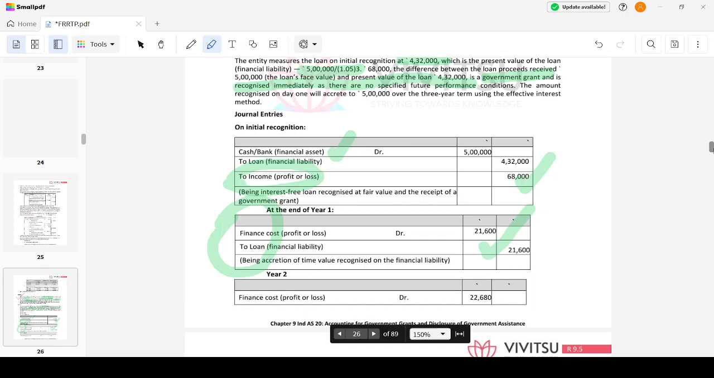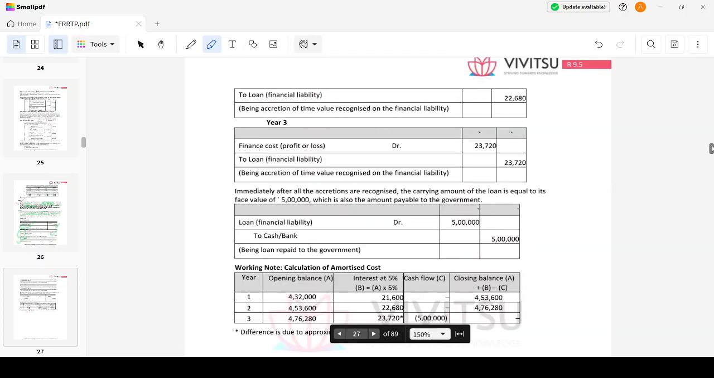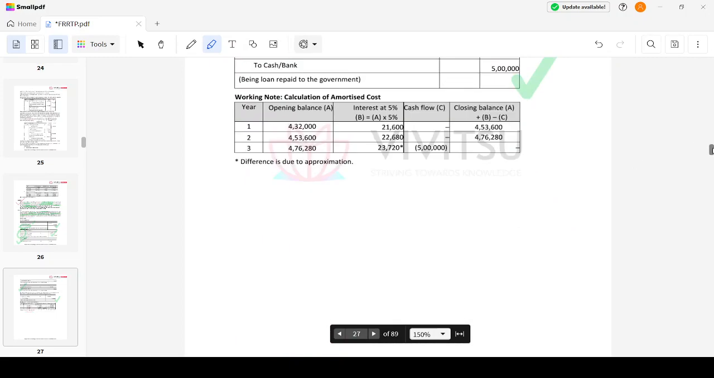Similarly, for year 2, the amount is 4 lakh 32,000 plus 21,600, into 5%, which results in 22,680. Clear? Then the third year will be the balancing figure. Then loan account debit 5 lakh to bank account 5 lakh, being loan repaid to the government. So with this, the government grant question is completed.